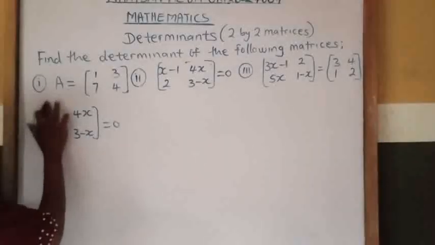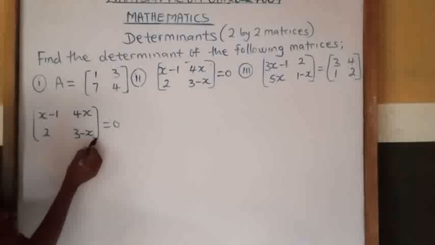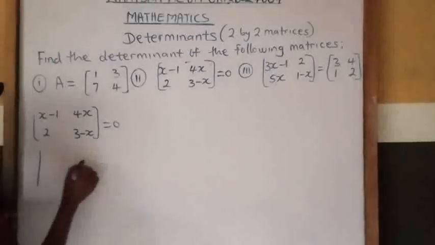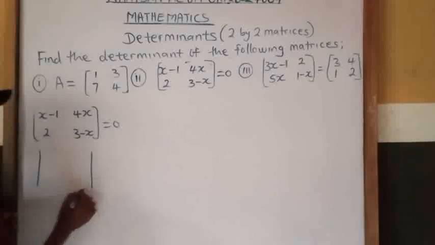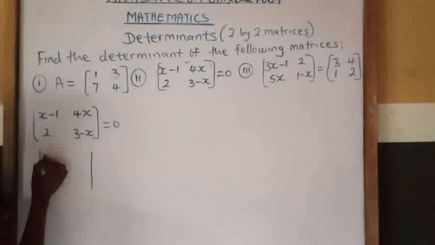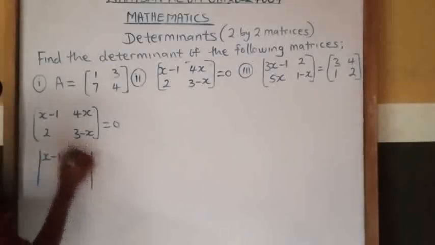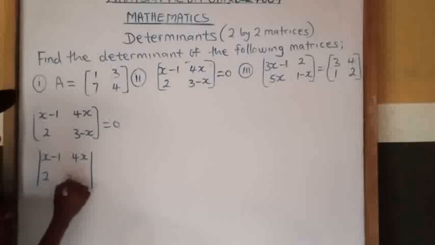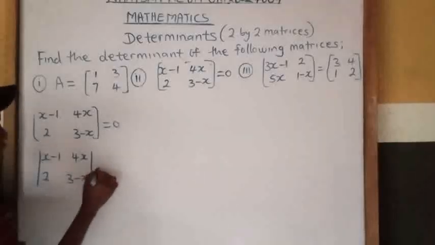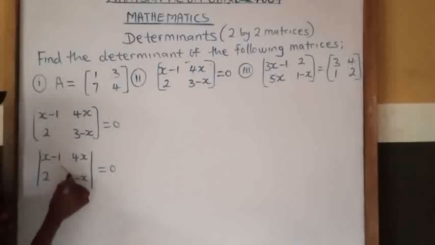To find the determinant of this matrix, we are going to replace our bracket with the sign of determinant. The determinant is denoted by two vertical lines. So let's bring down our elements: x minus 1, then 4x, then 2 and 3 minus x, equal to 0. How are we going to find the determinant of this matrix? You cross multiply.